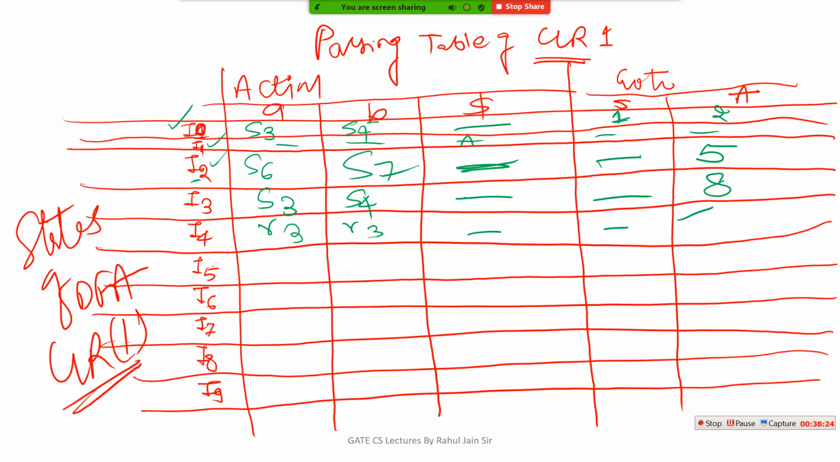Is it clear, guys? Is it clear to everybody? Are you getting it until I4? Please comment on how to fill the parsing table of CLR1, so that I can move on to I5, I6, I7, I8 and I9. Clear? Very good, Poshali.